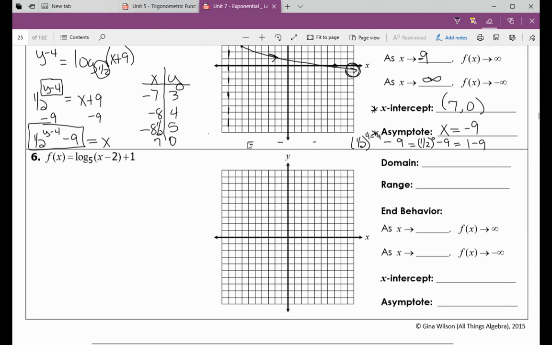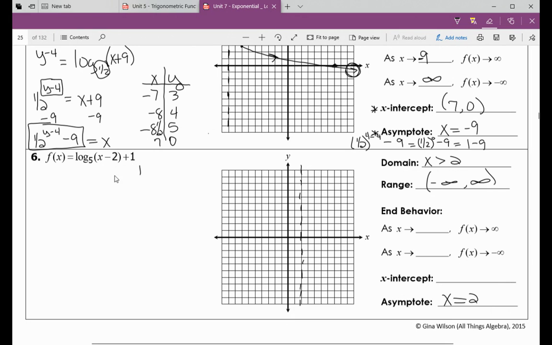All right, so the last problem, we have 2 movements again. We're going to move to the right 2 and up 1. This movement changes my domain. So I'm going to shift my domain to all numbers greater than 2, which means my asymptote is also going to shift. If you move a logarithm left or right, the asymptote shifts left or right with it. My range is still all real numbers, and we'll calculate the rest of these once we see the graph.